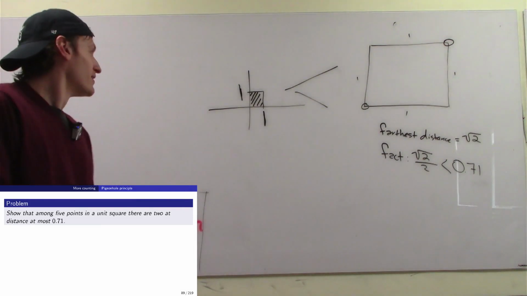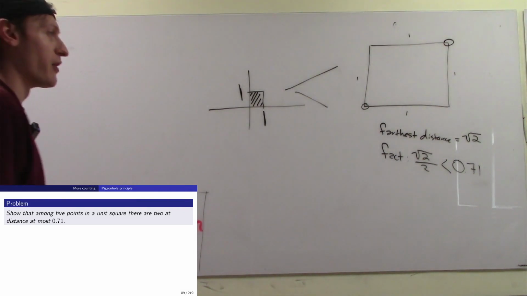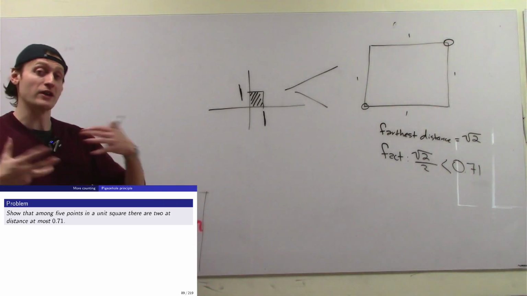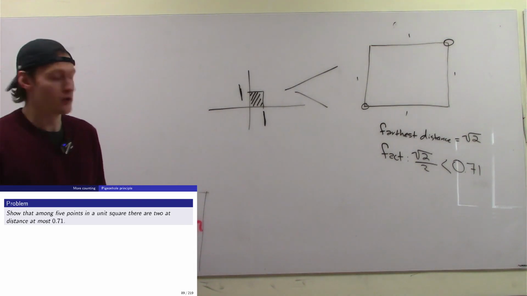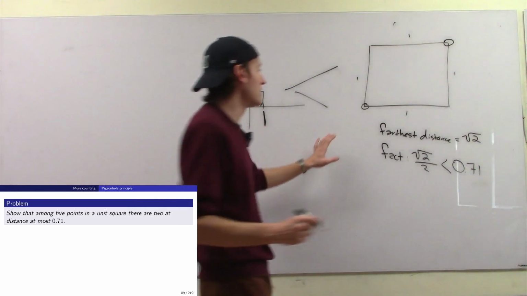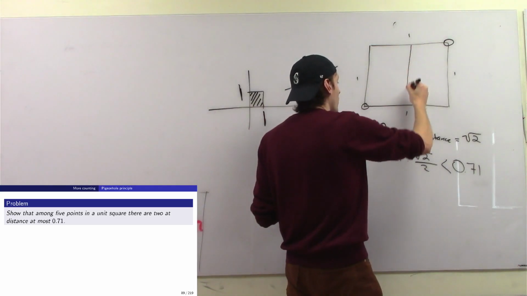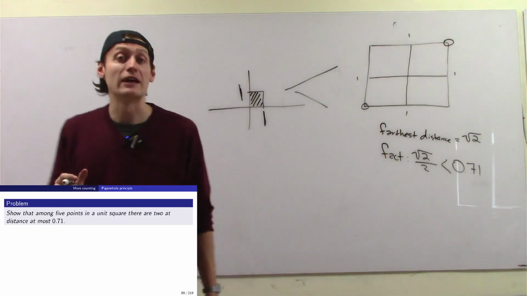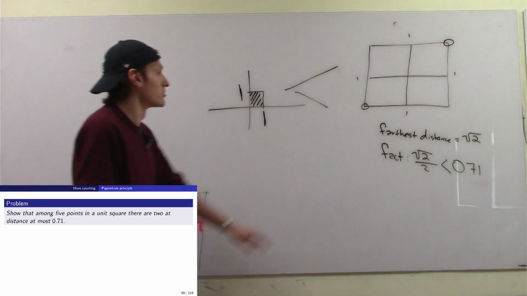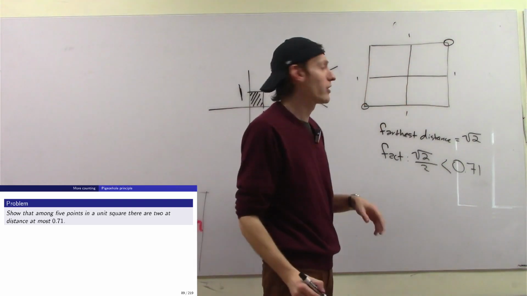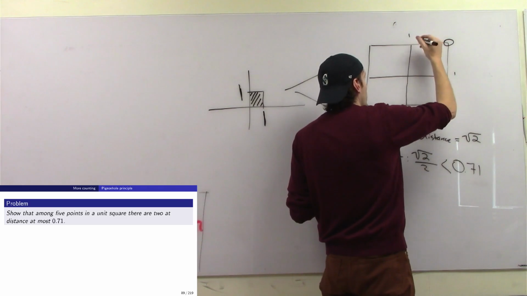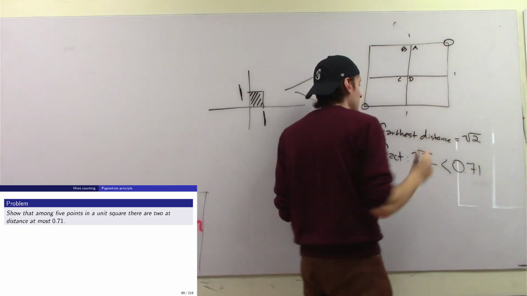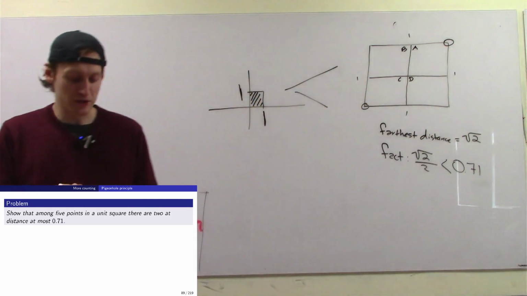Okay. So what I'm going to do here is think of this as a pigeonhole problem. Whenever we do this sort of thing, we need to figure out what our pigeons are and what our pigeonholes are. So I'm going to split this evenly into 4 smaller squares, all of side length 1/2, okay? I'm going to label them A, B, C, and D. I have these 4 smaller squares.